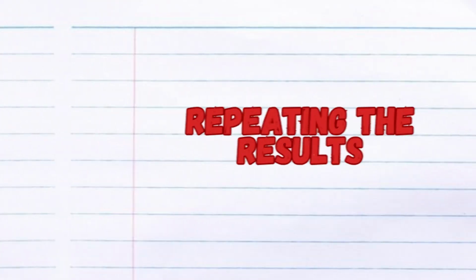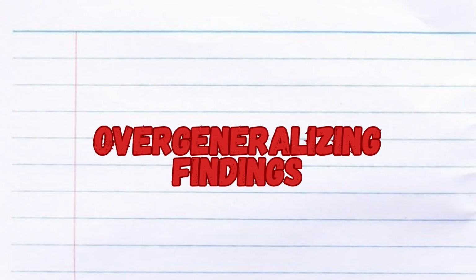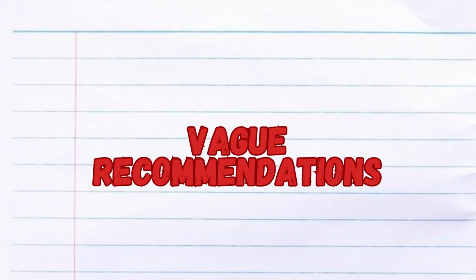Let's quickly cover some pitfalls to watch out for. Repeating the results section: your conclusion should summarize, not repeat. Overgeneralizing findings: stay within the scope of your data. Vague recommendations: be specific. Suggest how and why, not just what.